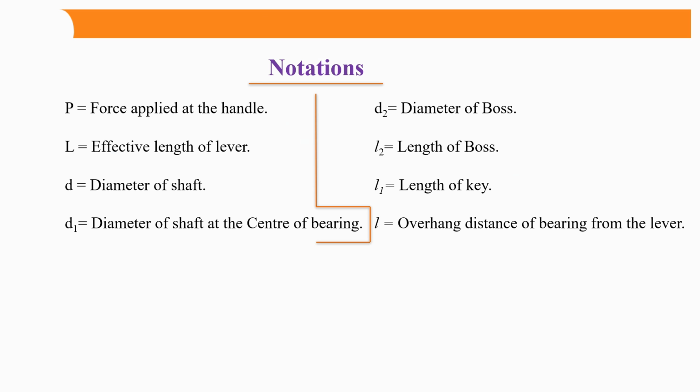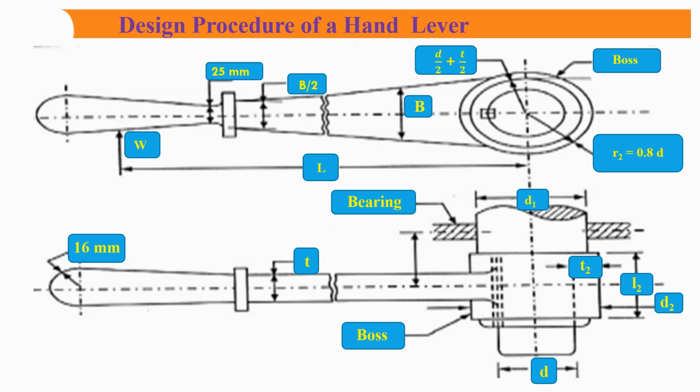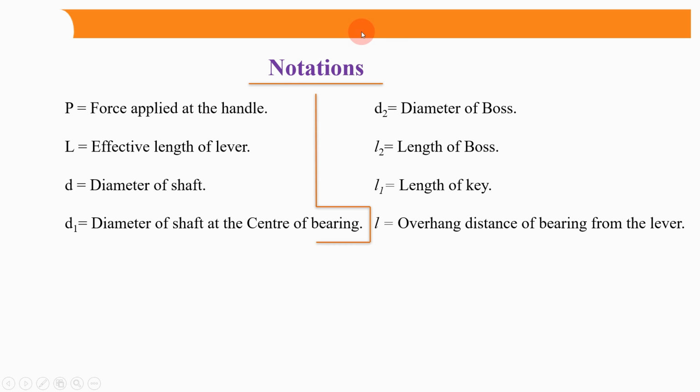Now please see the various notations we have seen here. These are the notations of your hand lever. P is the force applied at the handle. Capital L is the effective length of the lever. Small d is the diameter of the shaft. Small d1 denotes the diameter of the shaft at the center of the bearing. d2 denotes the diameter of the boss. L2 denotes the length of the boss. L1 denotes the length of the key, and small l denotes the overhang distance of the bearing from the lever. All these notations play a very important role while designing a hand lever.